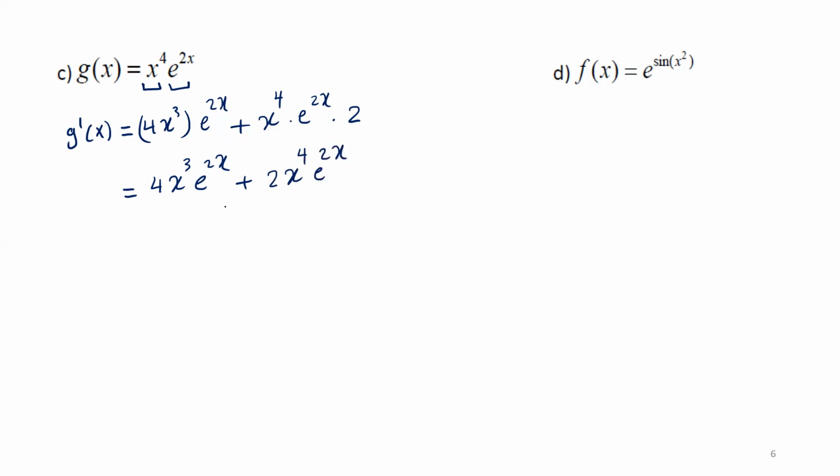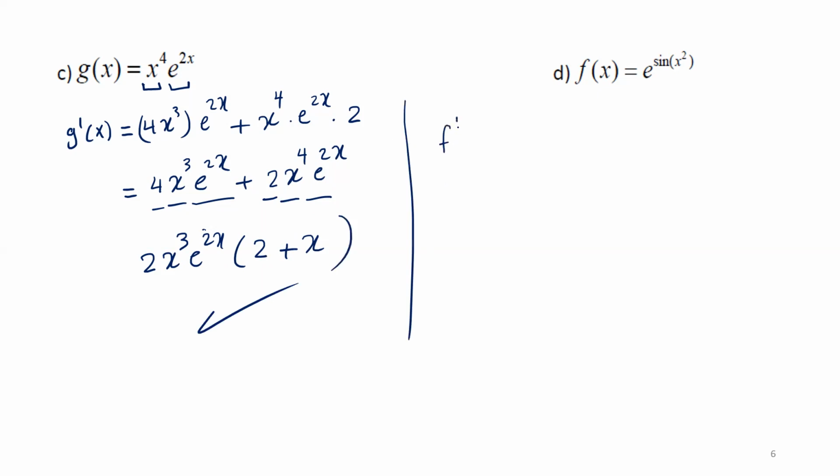You can, of course, take e power 2x as a common factor, or x cubed if you want. You can just leave it, or you can say 2x cubed e power 2x times (2 plus x), because 2 divided by 2 is 1, and x is x. That's it. You can write it like this.